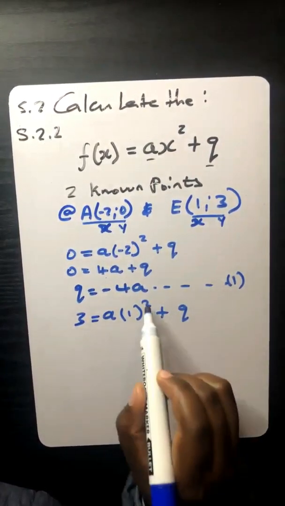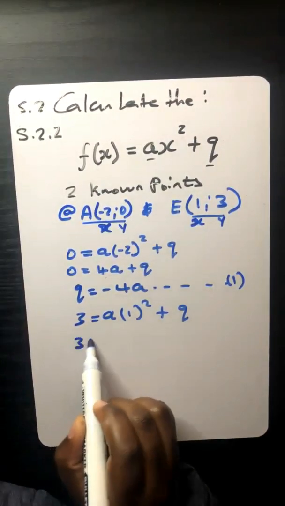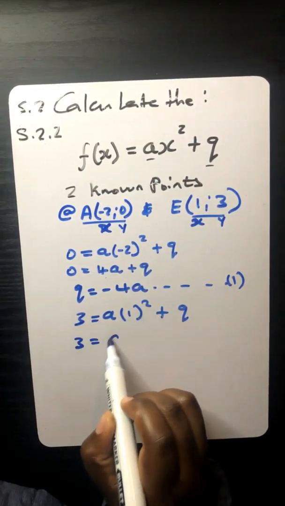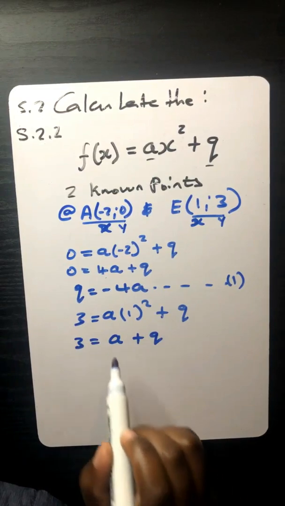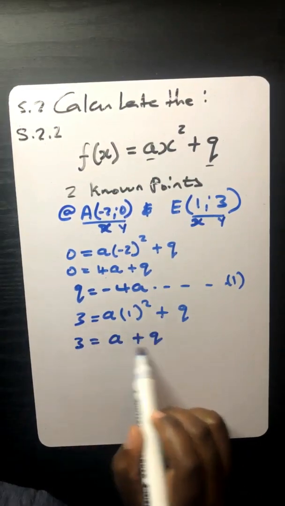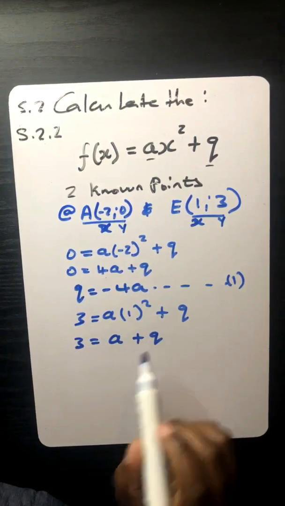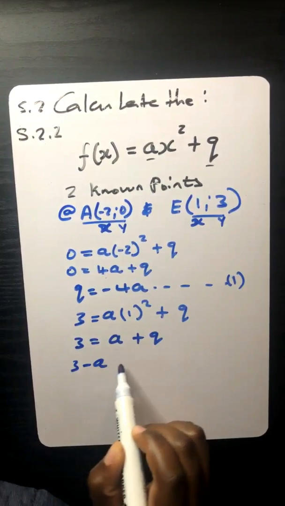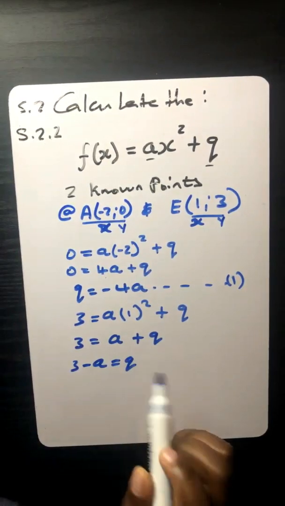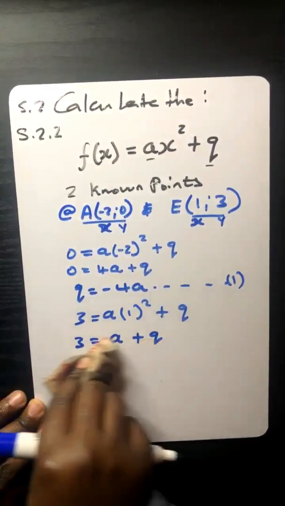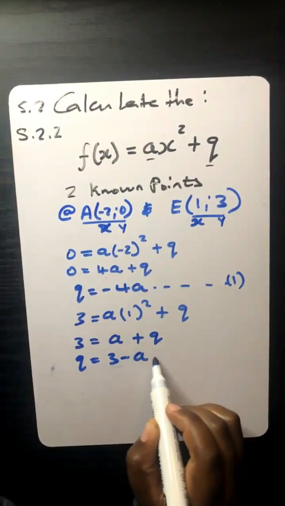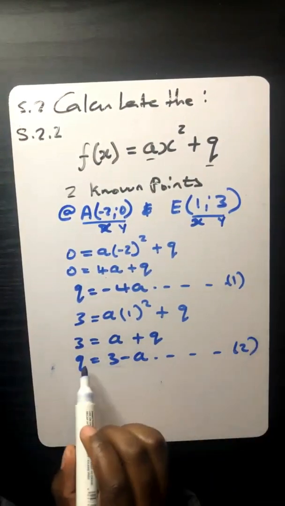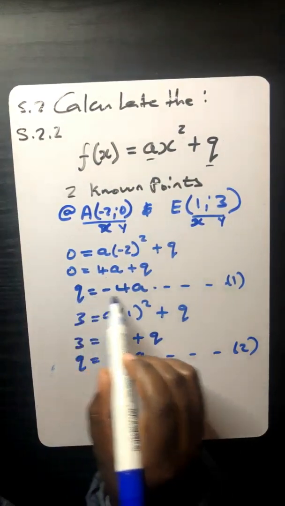Okay, so let's see. We have 3 being equal to 1 squared, which is 1. So it's just 1a, then plus q. What else can we do, guys? Let's move that to the other side to make q again the subject of the formula. So we are going to have 3 minus a being equal to q, which can be written as q is equal to 3 minus a. This is equation number 2. The reason I wrote it like that is so that it matches with that one.